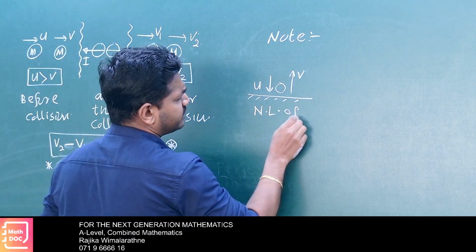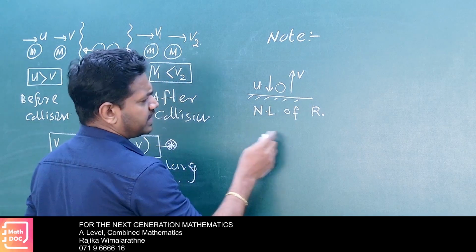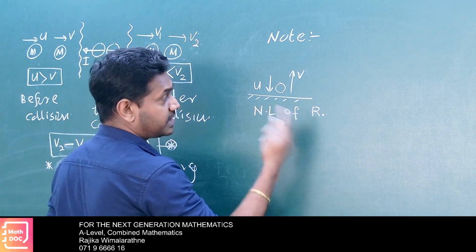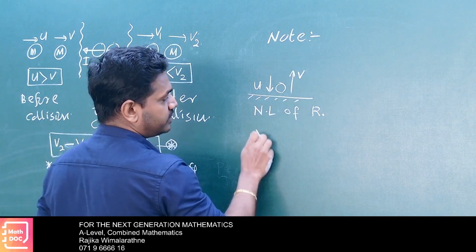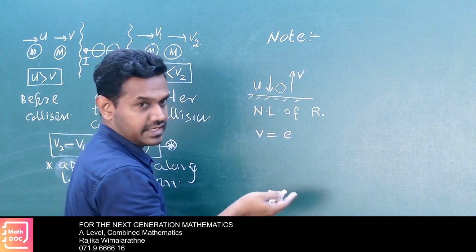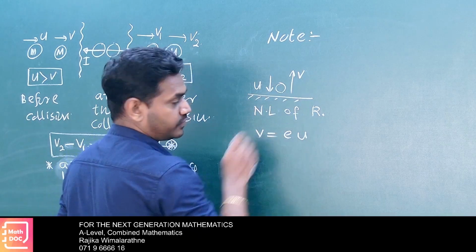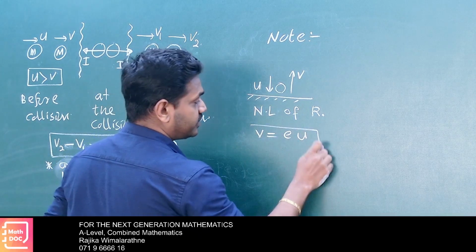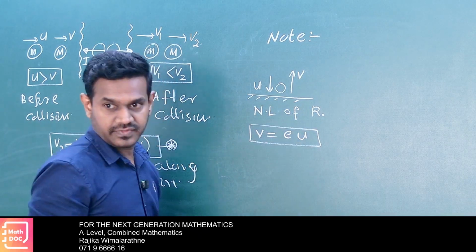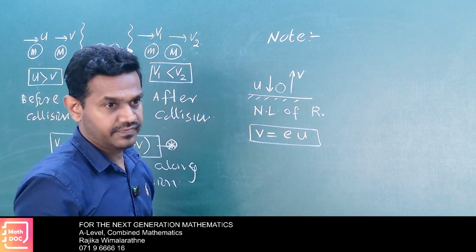Now we apply Newton's law of restitution. The relative velocity after collision, here v, since the wall is stationary, equals E times the relative velocity before collision, here u. Now the velocity v equals E times u. So here the value of v is E times u.